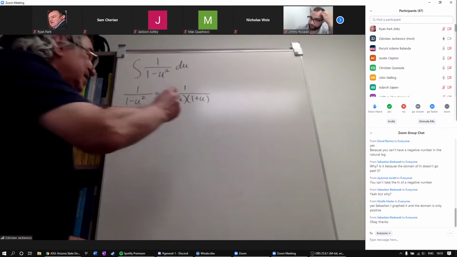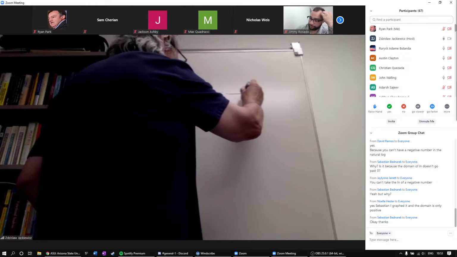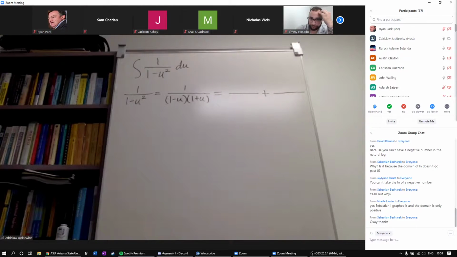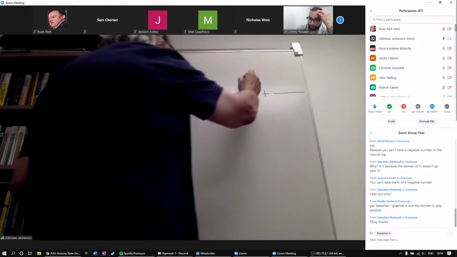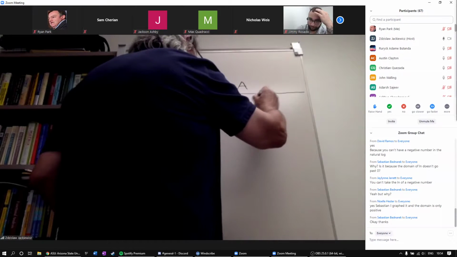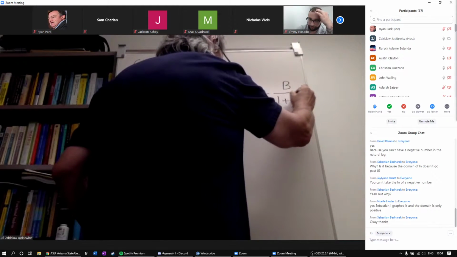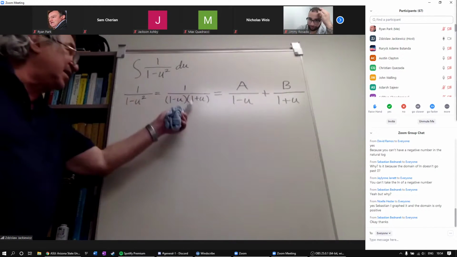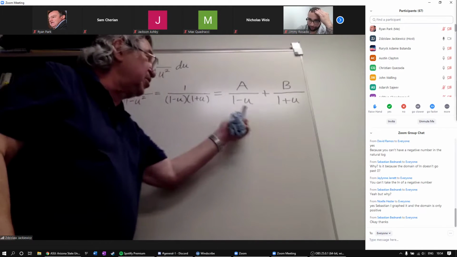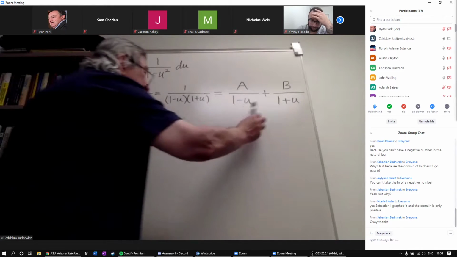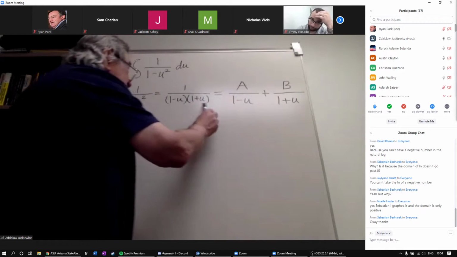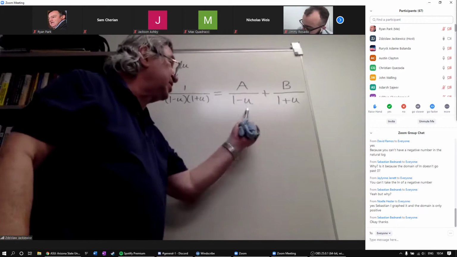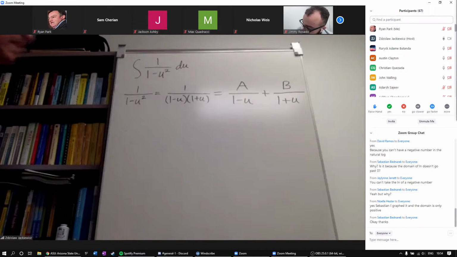we can write this like this. We can write this as a sum of two functions this way: A over 1 minus u plus B over 1 plus u. This is a result in algebra which tells us that when you have something like this, you can split this into so-called partial fractions. So this rational function is a sum of partial fractions, where A and B are some constants.